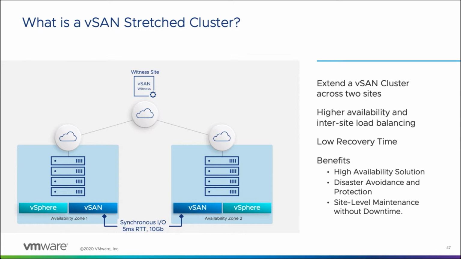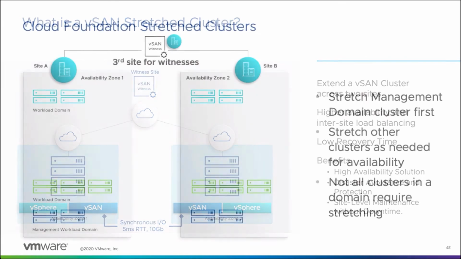A stretch cluster implementation requires hosts in two different availability zones or sites that are networked together with low latency and high bandwidth. A third site will host a vSAN witness appliance used to establish quorum and protects against split-brain scenarios. Stretch clusters provide simplified disaster avoidance and protection while enabling site maintenance to occur without any downtime required.